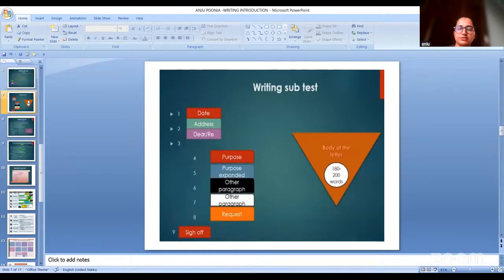The body of the letter is 180 to 200 words, so our total is 180 to 200 words. We can't go less than 180, and not more than 205 or 210, which is okay, but not more than that. If we select our data in a good way, our words will not be more than 180 to 200, if we select relevant data and semi-relevant data.